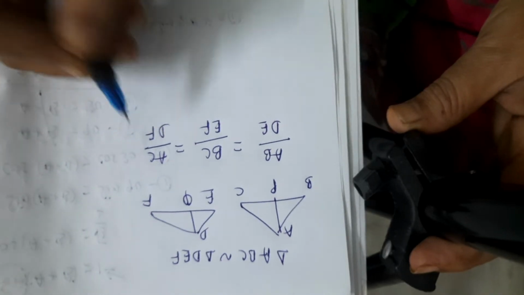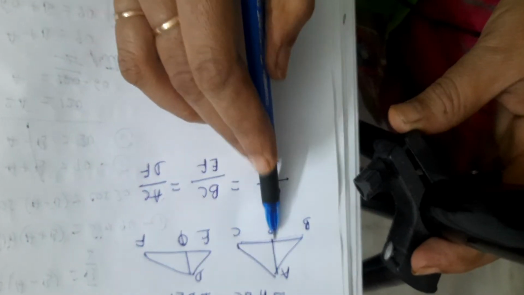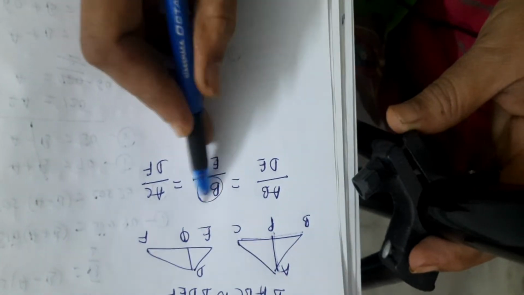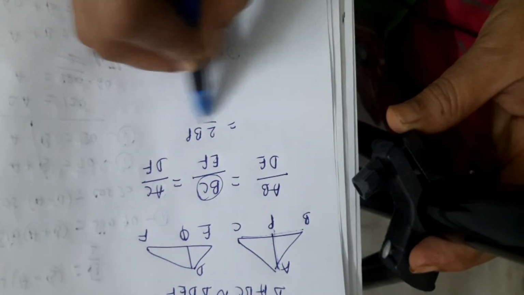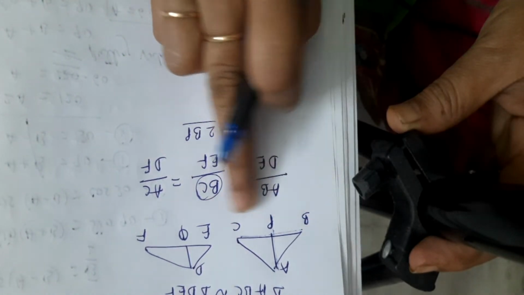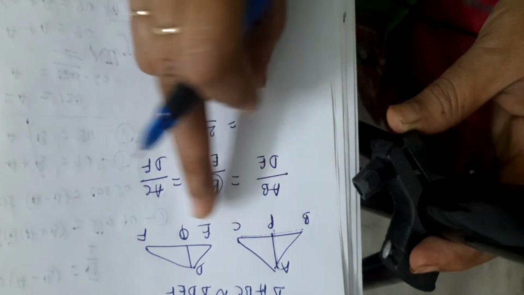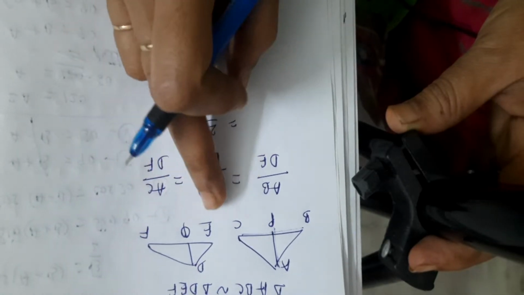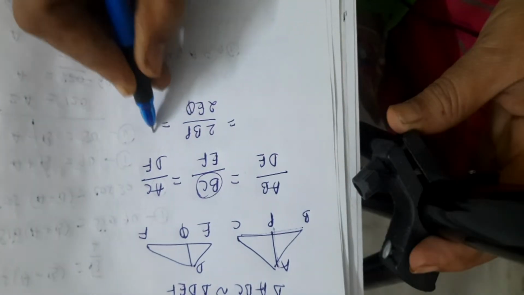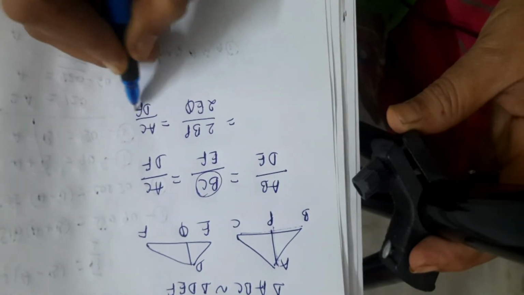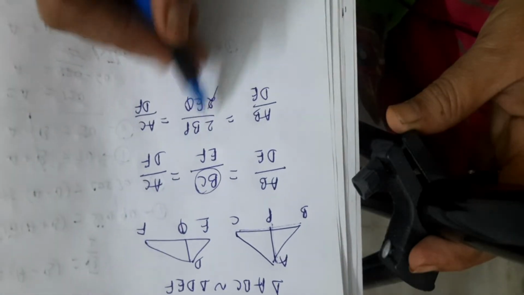Now instead of BC, as the median divides the side into equal halves, BC can be replaced as 2 times of BP. So here the median is dividing the side into equal halves, so BC can be written as 2 times of BP. And in the same way EF can be written as 2 times of EQ. So copy the rest as it is, AB and DE. So 2 will get cancelled.